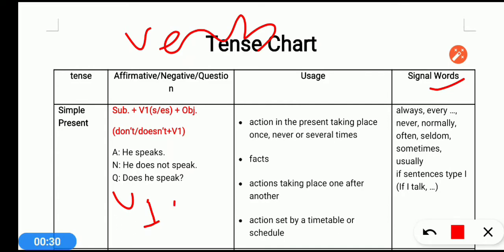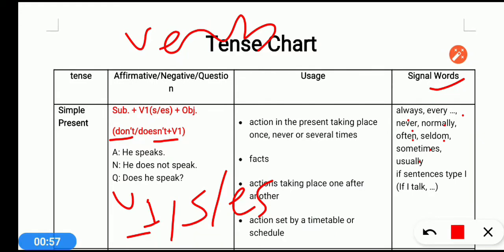In first form, sometimes s or es is added to make it singular. For negative, do not and does not will be there in present simple tense. So we can identify it with the first form of the verb, do not or does not. Or signal words: always, every, never, normally, often, seldom, sometimes, usually. If such kind of words are there in the sentence, then it is present simple tense.